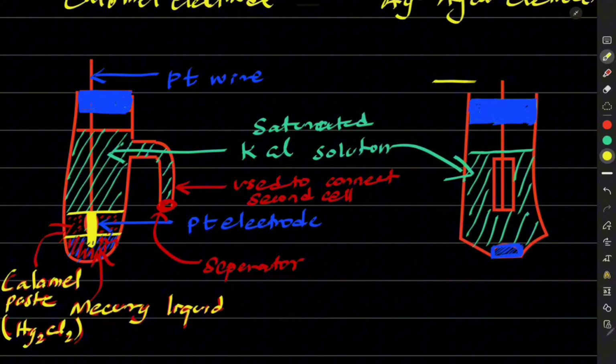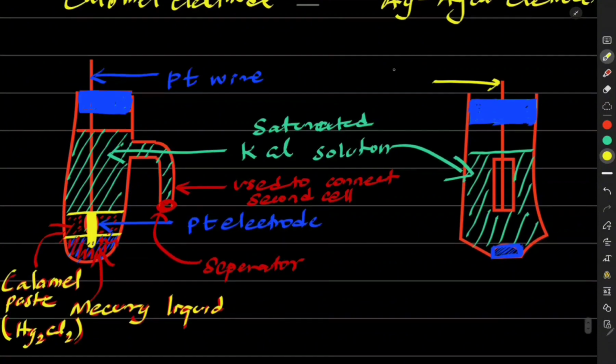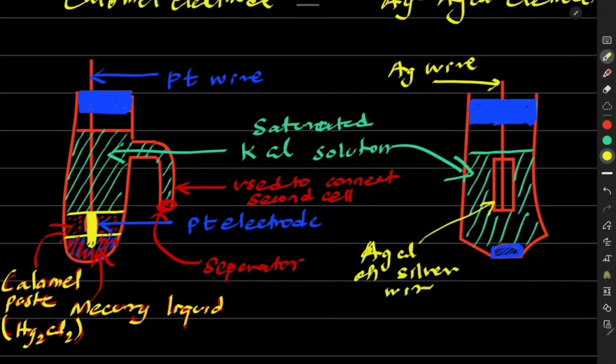Okay, in the silver chloride electrode, we use a silver wire, Ag wire, and here the electrode is silver chloride salt on silver wire.